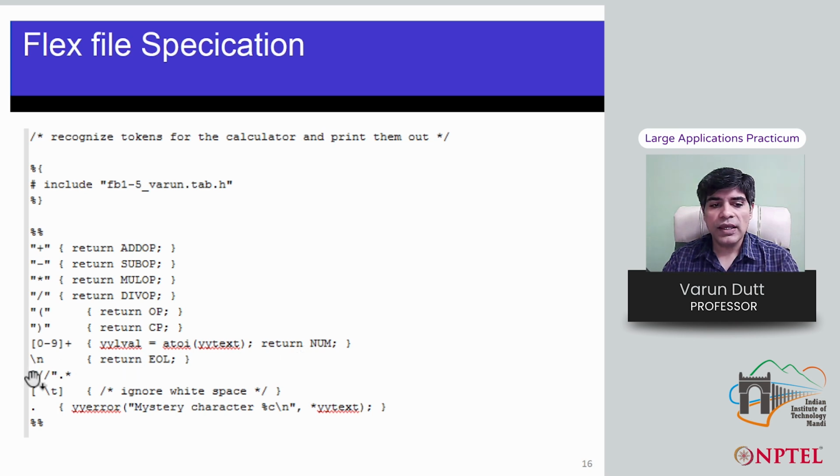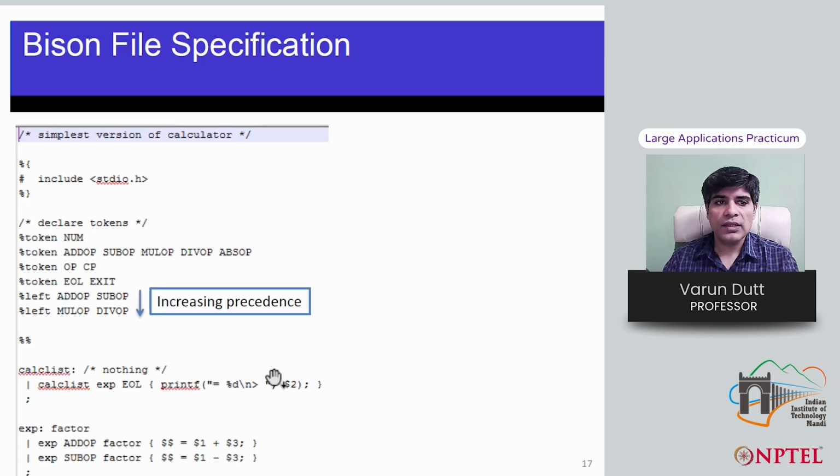Backslash n means end of line, and tab means ignoring it, doing nothing. At the same time, we also have anything else, which we will write as a mystery character and print it. So in this case, this is the Bison program corresponding to the flex file.